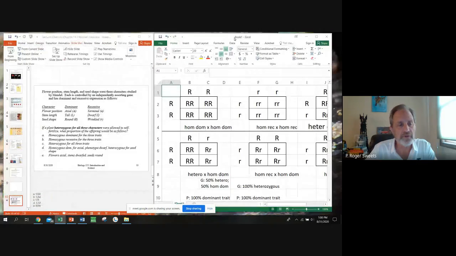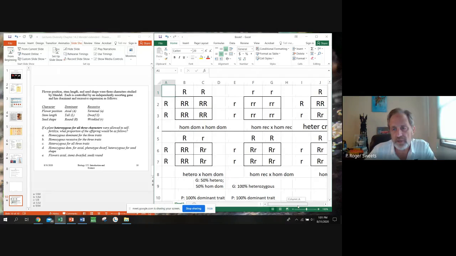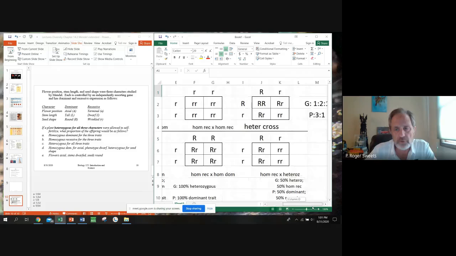So my first question was, if a plant was heterozygous for all 3 characters and was allowed to self-fertilize, what proportion of the offspring would be as follows? Well, the first is going to say homozygous dominant for the 3 traits. So what proportion are going to be homozygous dominant for the 3 traits? Well, we're looking at a heterozygous cross. Let's go over to the heterozygous right here, right?